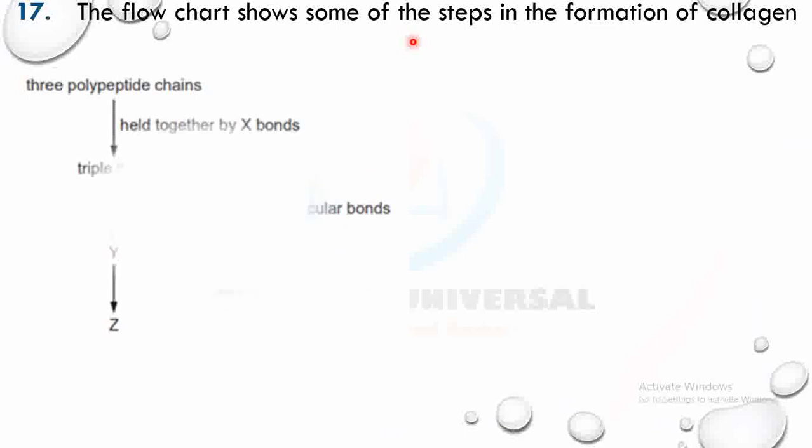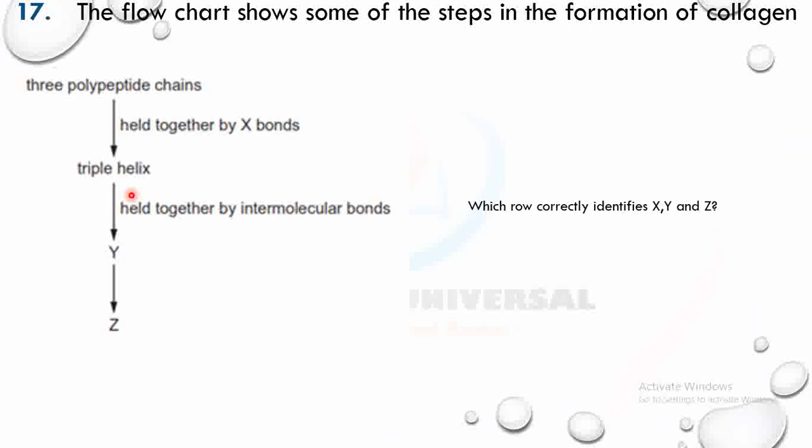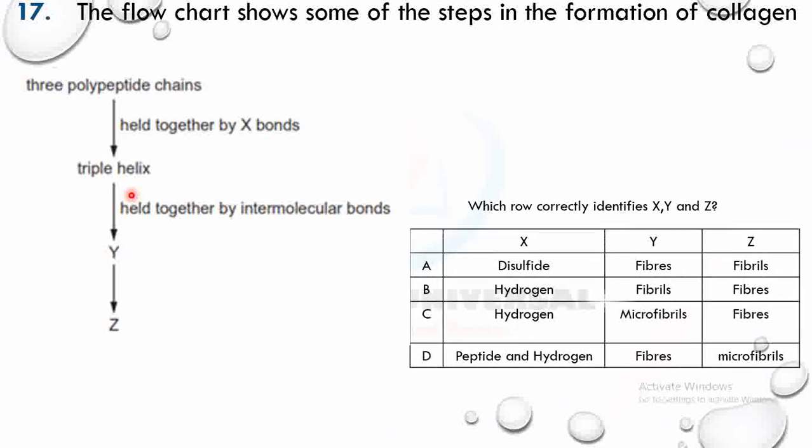The flow chart shows some of the steps in the formation of collagen. Let's work through it fast. The triple peptide chain is held together by X bonds. Which row correctly identifies X, Y, and Z? You remember collagen: the molecule has triple peptide chains held together by hydrogen bonds, H bonds, not disulfide. So B and C are selected, A and D eliminated.